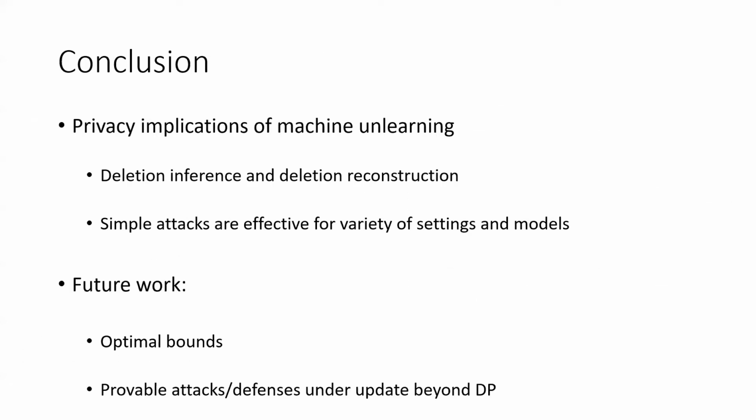As a summary, in this paper, we study the privacy implications of machine learning. We propose two threat models, deletion inference and deletion reconstruction. And we show that simple attacks are effective for a variety of settings and models. For future work, one direction is to give optimal bounds on the deletion inference attacks. Another direction is to have provable attacks and defenses under updates beyond merely applying differential privacy.